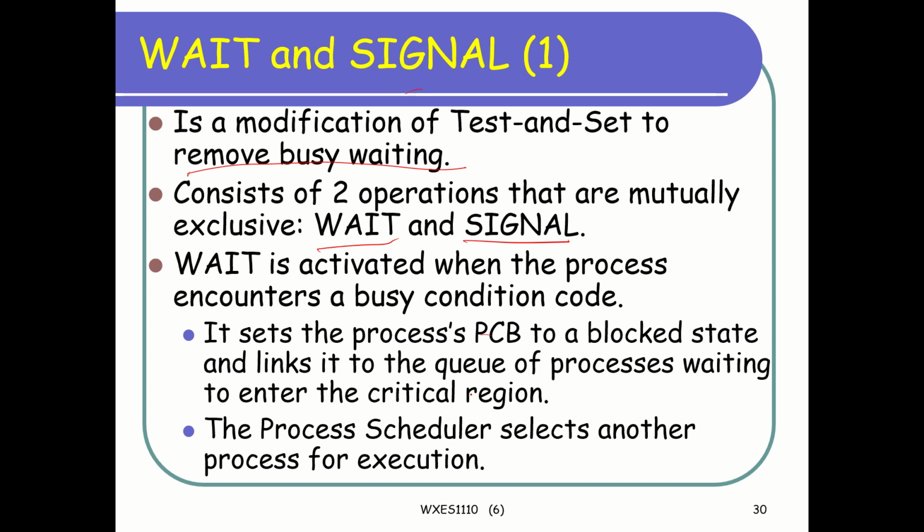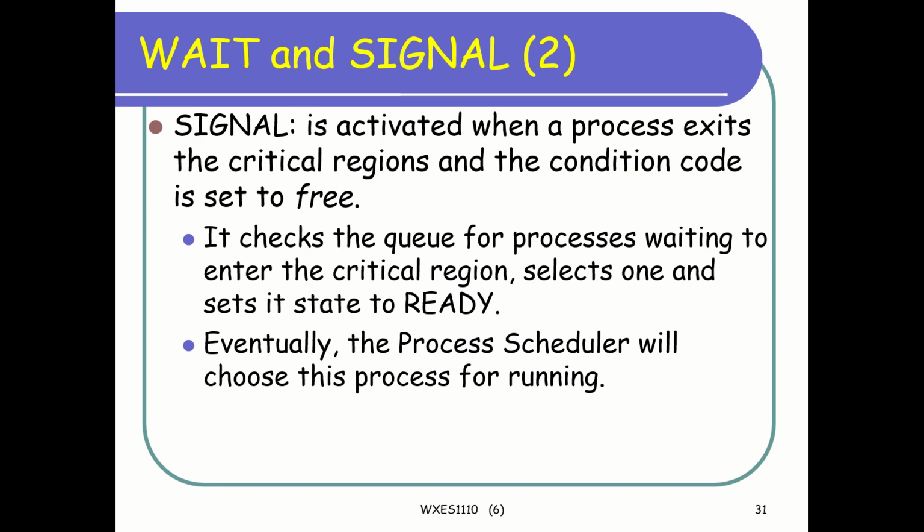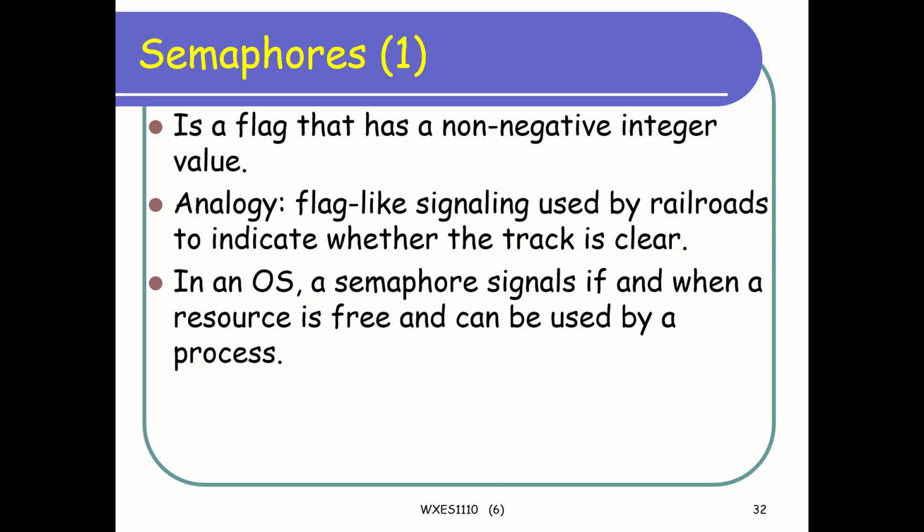So this is wait and signal. Signal is activated when a process exits the critical region and the condition code is set to free. It checks the queue for processes waiting to enter the critical region, selects one, and sets its state to ready. Eventually, the process scheduler will choose this process for running.